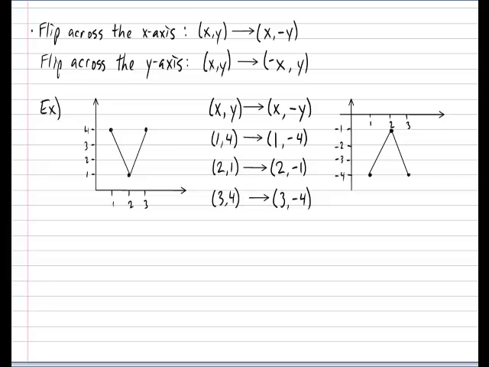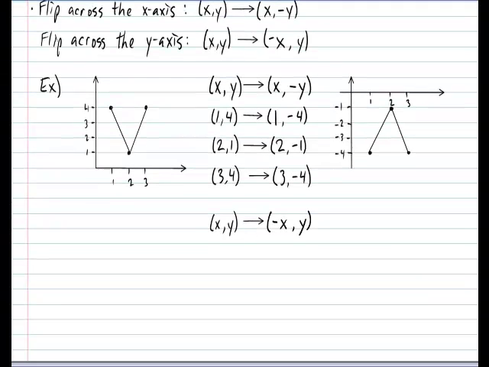Now, let's take a look at what happens if you were to take the original graph and this time switch all the signs of the x values only. So, the transformation will look like this. All the points x and y are going to be transformed such that the x coordinates change signs, but the y coordinates stay the same.